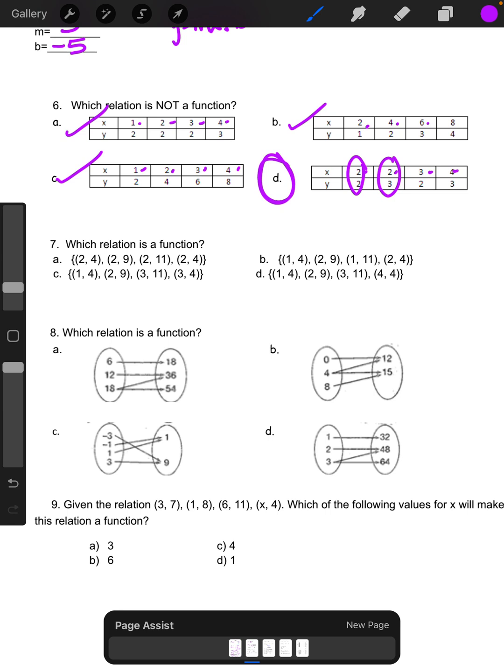So all of these are going to have a repeating X except for one. The last time they were asking you which one is not a function. This time they're asking you which one is a function. All right, so A, all of my X values are 2. So that one's not a function.